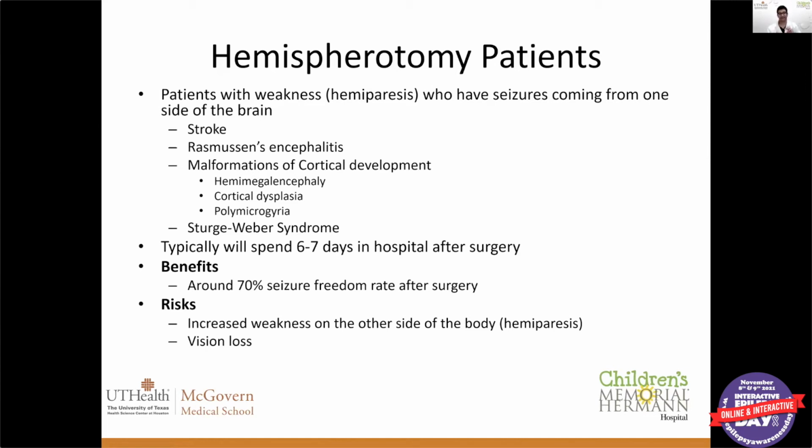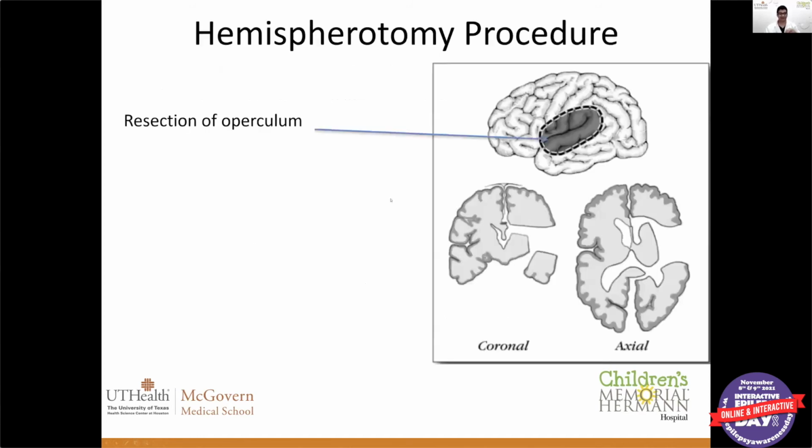And then anatomically, you're going to get a vision loss from one half of the opposite side of the visual field. But often the patients are seizing so much from their hemispheric onset epilepsy, this has already happened. So this is the procedure itself. We take a window around, this is called a peri-insular hemispherotomy. So we're going to take a window around the insula, which is this structure here, and basically go around it.